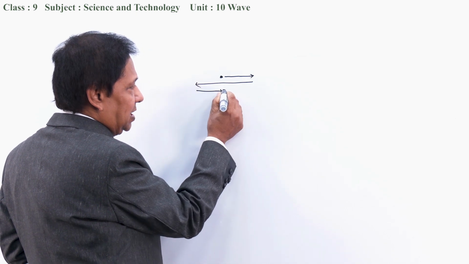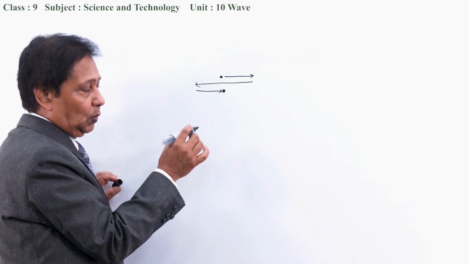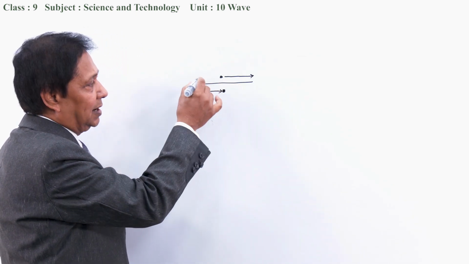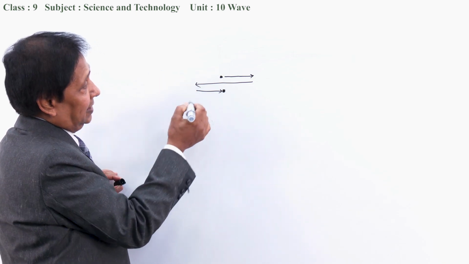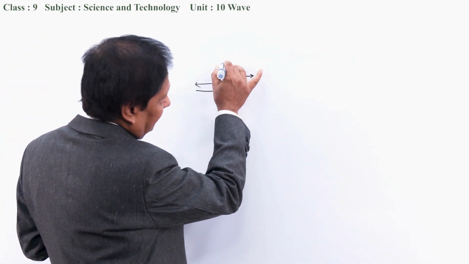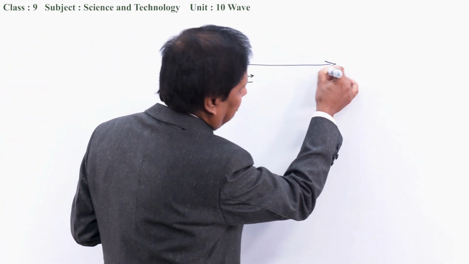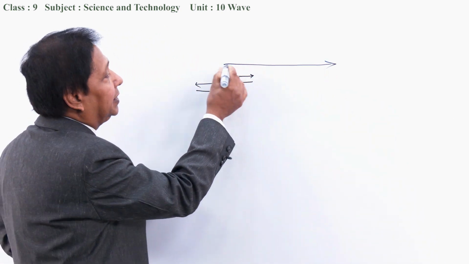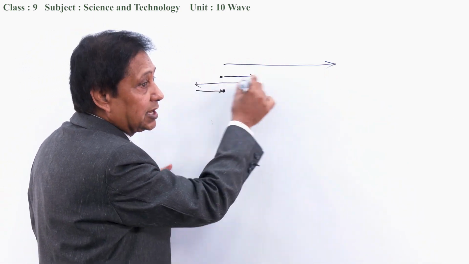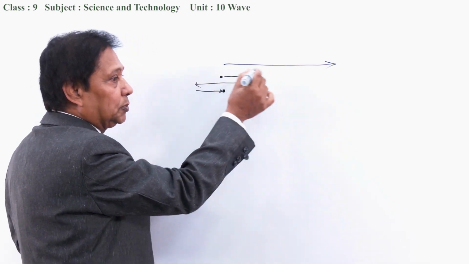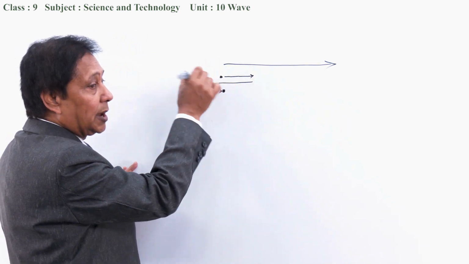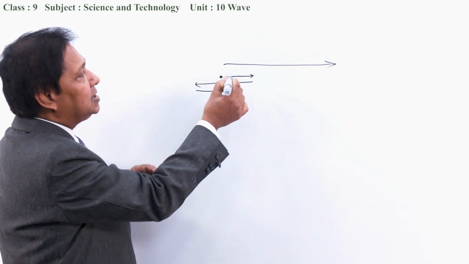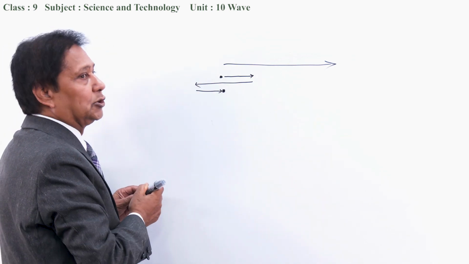Then it made one complete vibration. One complete vibration is made by this particle. And if the wave travels in this direction, and the particles are also moving along the same direction, the back and forth motion of the particle produces a wave in the same direction, then this type of wave is called a longitudinal wave.